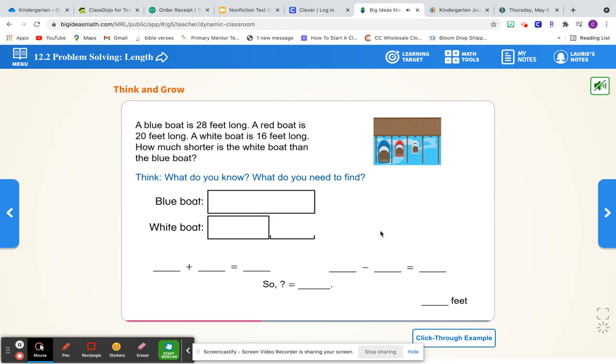You can use the part-part-whole model to solve. The blue boat is 28 feet long. This is the whole. The white boat is 16 feet long. This is one part. The other part is how much shorter the white boat is than the blue boat. To solve, you can use addition or subtraction. 16 plus what number equals 28? Or 28 minus 16 equals what number? 28 minus 16 equals 12. So the question mark equals 12. The white boat is 12 feet shorter than the blue boat.